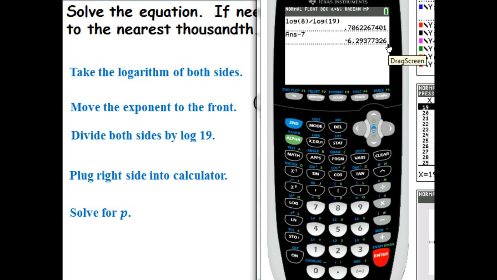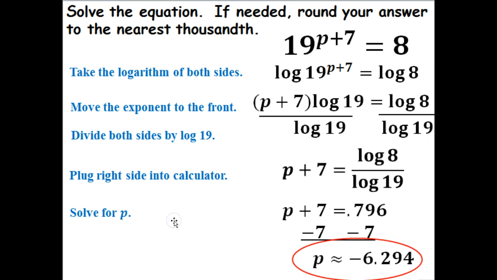Now this is my answer. So at this stage I can round this. Okay, and I round it to the nearest thousandth, which means 3 decimals. So I take my 3 decimals, 1, 2, 3. This is a 3. The 7 here indicates I'm going to round this one up to 4. So my answer on this one is going to be -6.294 as my final answer.